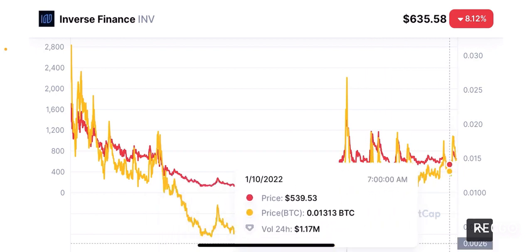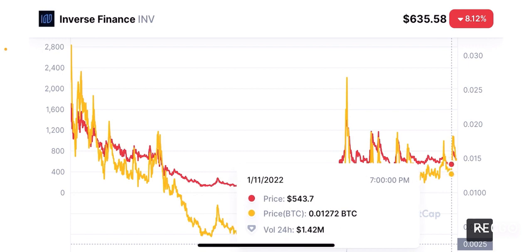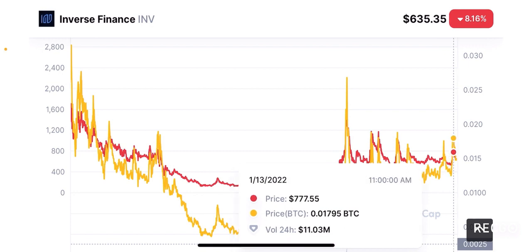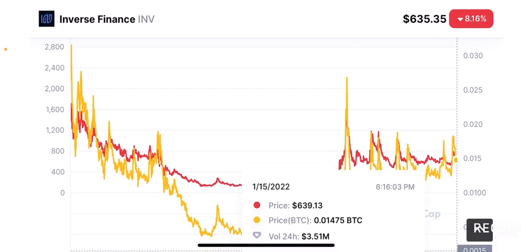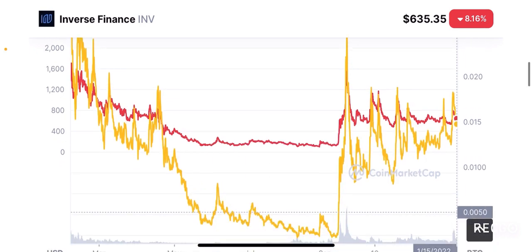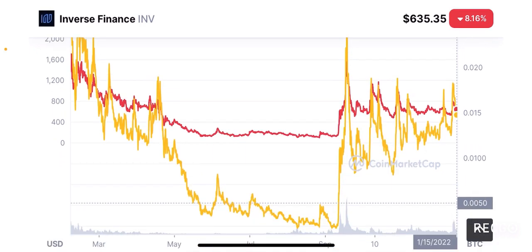And with the Coinbase listing, this token went from 0.013 Bitcoin to 0.017 Bitcoin, and now it's going back to 0.01475 Bitcoin per token. So now this token is going to definitely dump even further, so I suggest you hold off on this token.